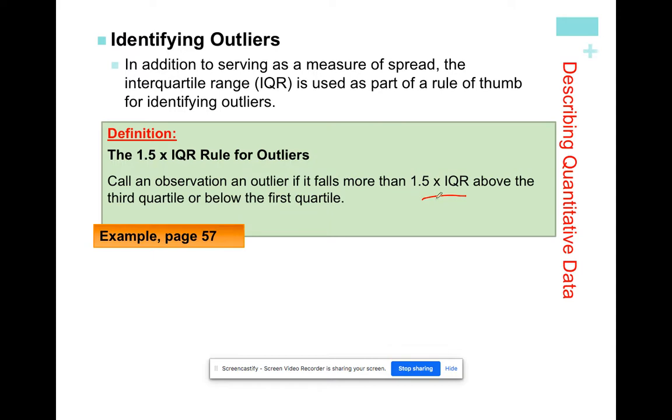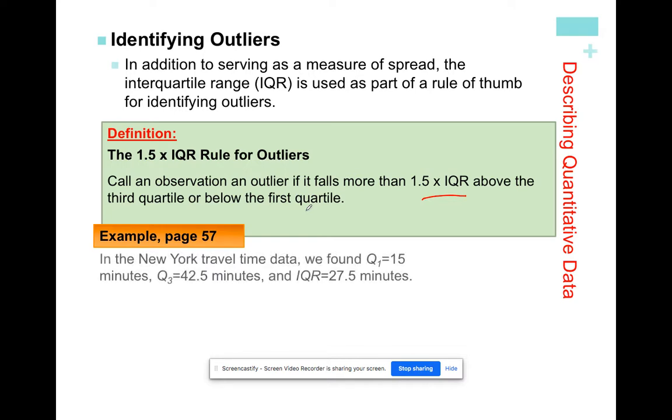So essentially what you're going to do is take 1.5 times the IQR, and add that to Q3 because that's above the third quartile. You're going to subtract it from Q1 because that's below the first quartile. And that gives you a range for kind of what's reasonable. Anything outside of that range is considered an outlier. So here's an example to show you that check.